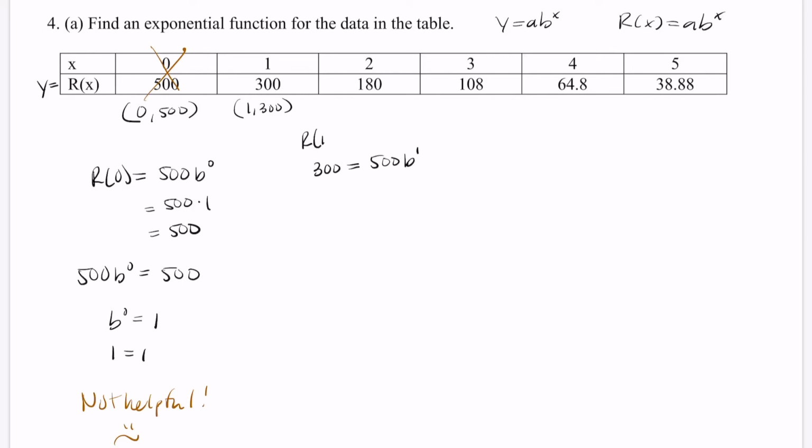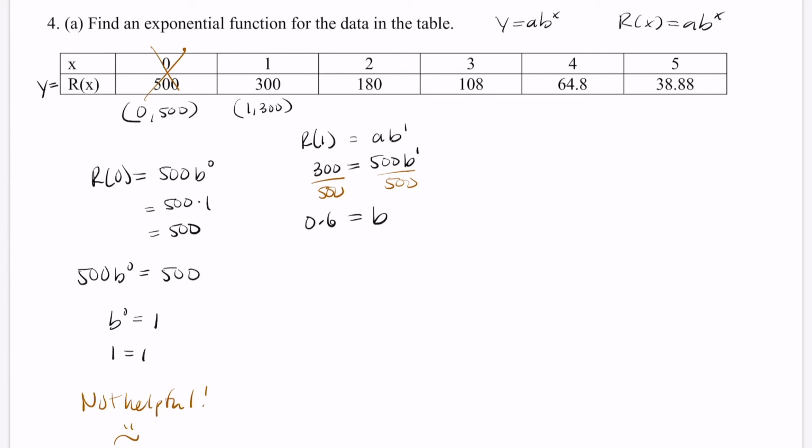This here is r of 1. That's equal to 300. And this is a times b to the 1 power. Okay, now can this help me solve for b? Because that's my whole goal. I want to figure out what b is. So let's divide both sides by 500 to get 0.6 equals b. Look at that, I have my growth rate. Well, decay rate, it's less than 1.